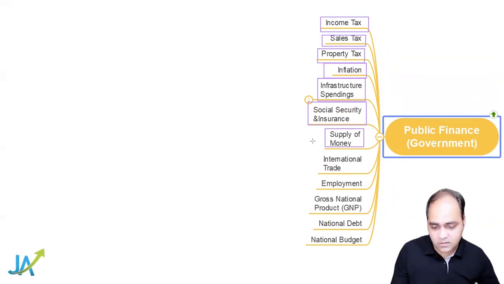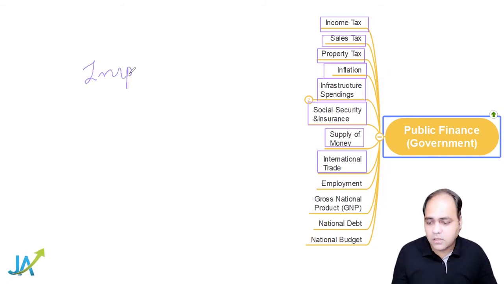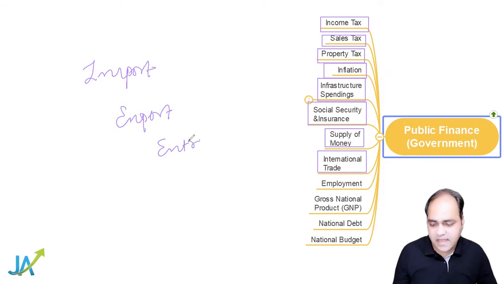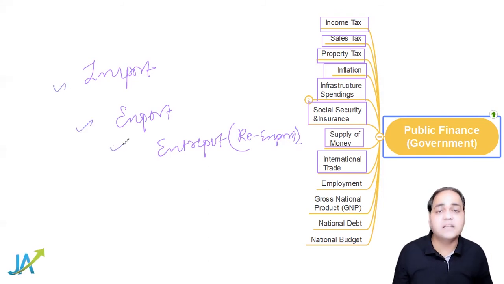The next category is international trade. International trade is the exchange of goods and services across any country's boundary. There are basically three important categories: import, export, and re-export. These three are the important categories when we talk about international trade.